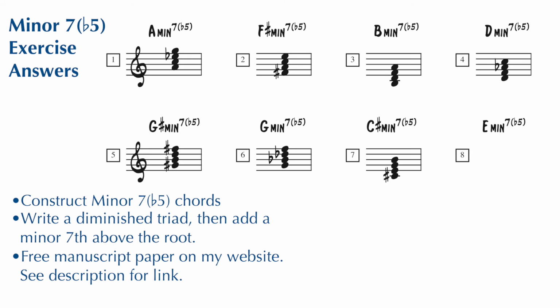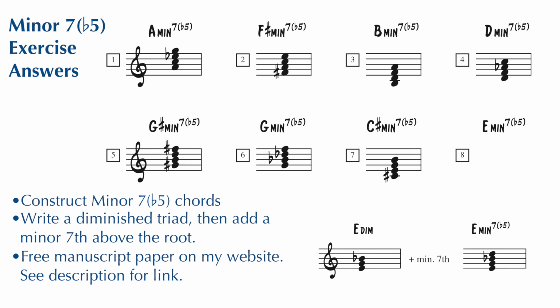And number 8, E minor 7 flat 5. First construct an E diminished triad. That's going to be E, G, and B flat. Then we add a minor 7th above the root of the chord. The root is E. A minor 7th above E is D. Stack them all up. We have E, G, B flat, and D. E minor 7 flat 5.